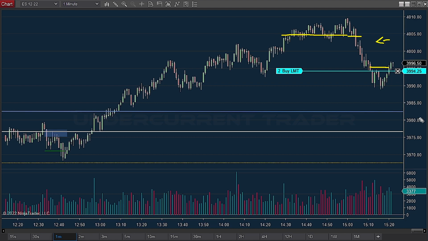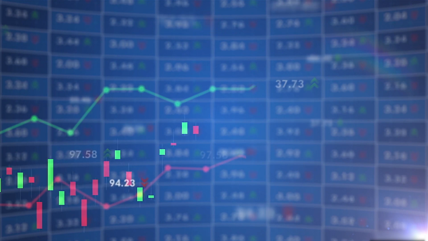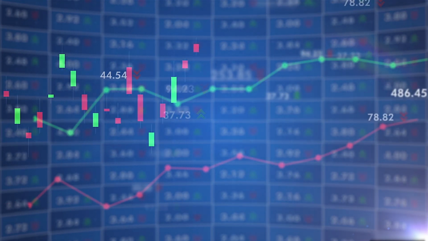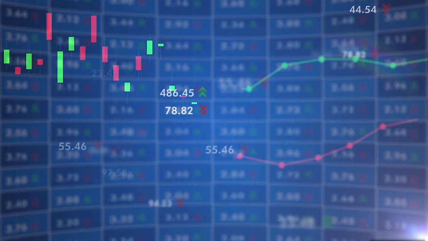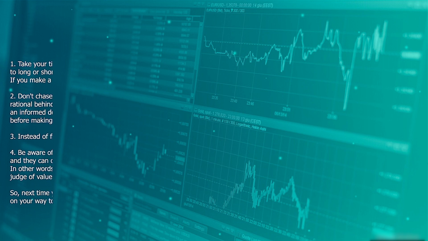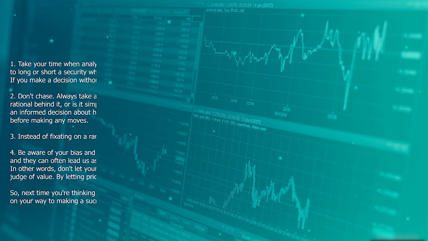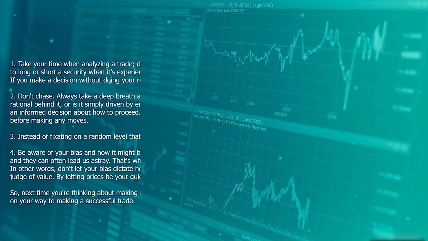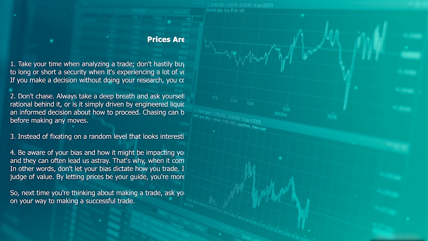And again here, guys, as I've mentioned many times before in my videos, price action trading is all about monitoring prices tick by tick as they ebb and flow. The point is, take your time when analyzing a trade. Don't make any rush decisions to buy or short just because you see a sudden spike or a major breakdown. Don't chase. Always ask first, why is this happening? What is the rationale behind these moves? Which most of the times, as we all know, are engineered liquidity traps.